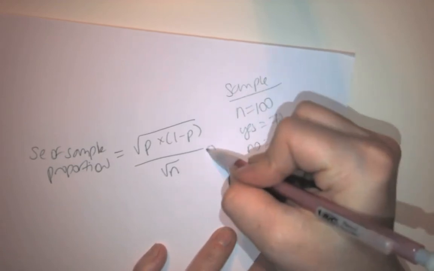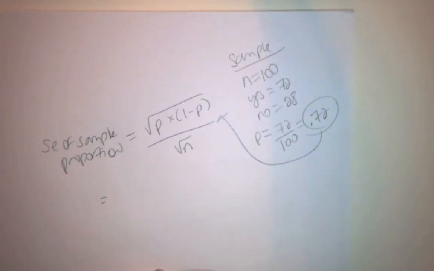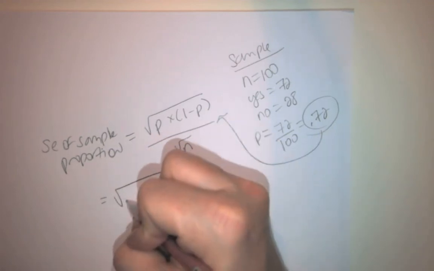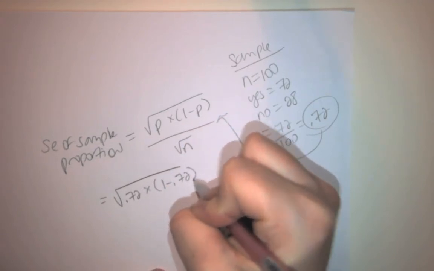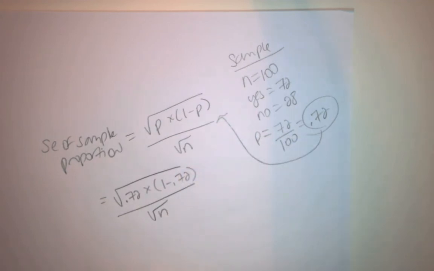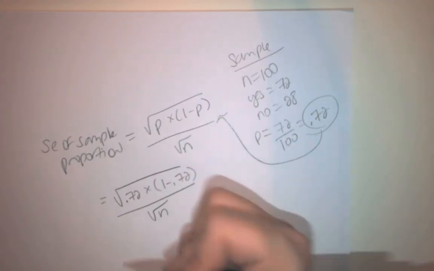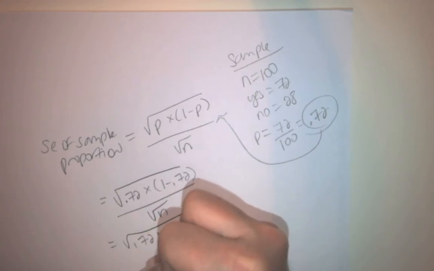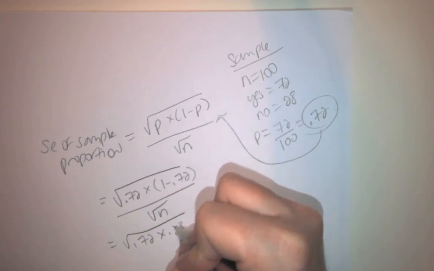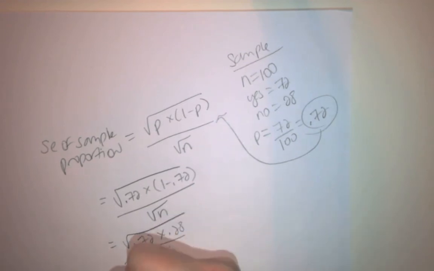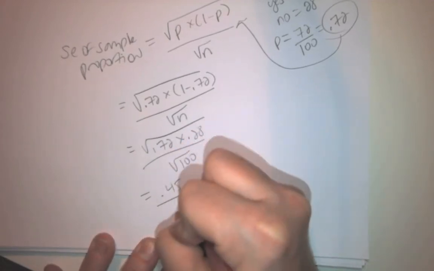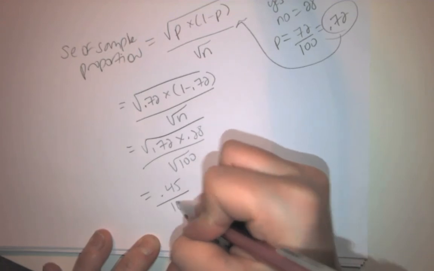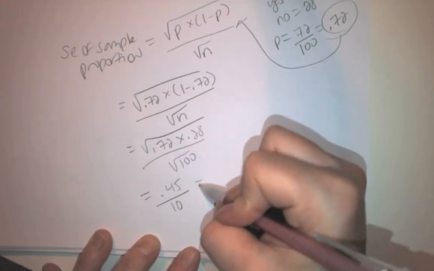And then we take that number and plug it into our formula. So our standard error of this sample proportion of students who are voting is the square root of 0.72 times 1 minus 0.72 divided by n, which is equal to 0.72 times 0.28 divided by 100. And your book says 100, it's actually a 10. Square root of 100 is 10.